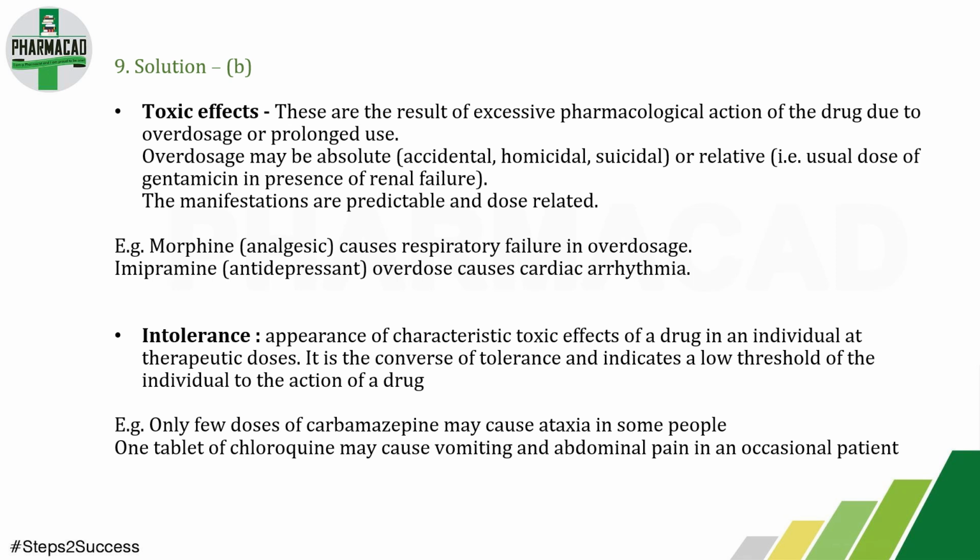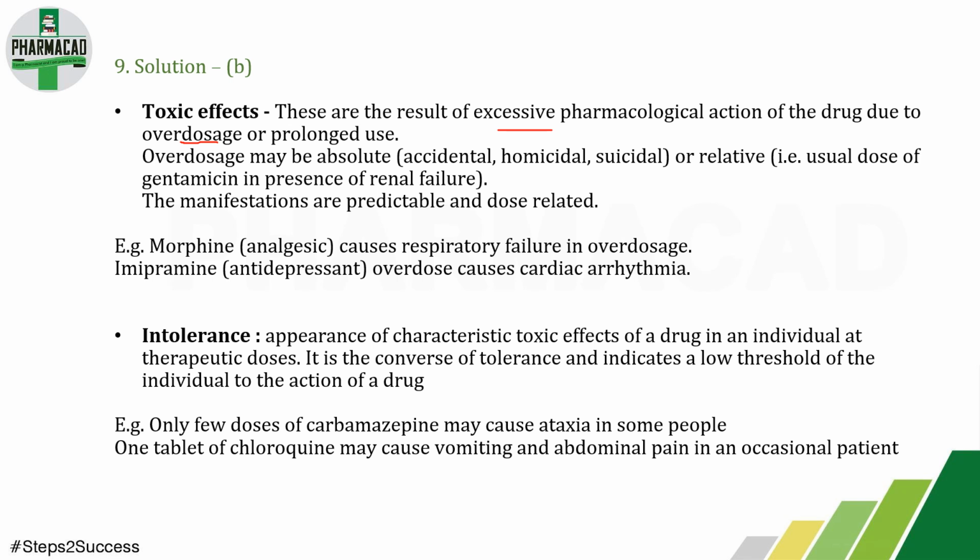Then we have the toxic effects. These are the result of excessive pharmacological action of the drug due to overdosage or prolonged use. So remember the difference between side effects and toxic effects. Side effects are seen in the therapeutic window of the drug, but toxic effects are seen during overdosage or prolonged use of the drug. Overdosage may be absolute or relative, and the manifestations are predictable and dose related. An example of toxic effect is morphine, an analgesic, which causes respiratory failure in overdosage. And we have imipramine, an antidepressant, whose overdose would cause cardiac arrhythmia.